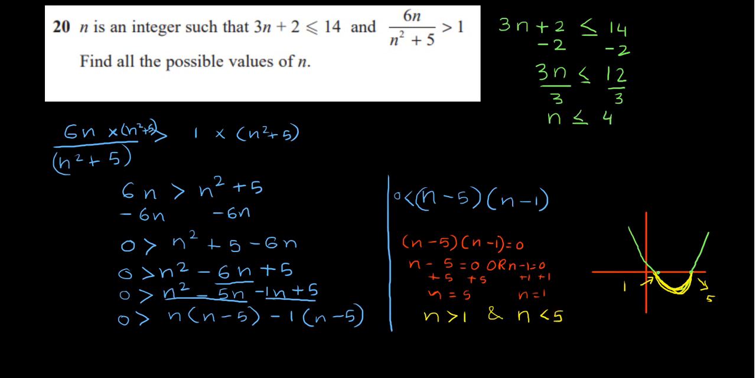So find all the possible values of n. An integer is a positive or negative whole number. So the values of n could possibly be, well, it has to be greater than 1, so it can be 2, it can be 3, and it can be 4. It can't be any more integers. So 2, 3 and 4 are the only values it can take. And I think that's the last question in this exam paper.